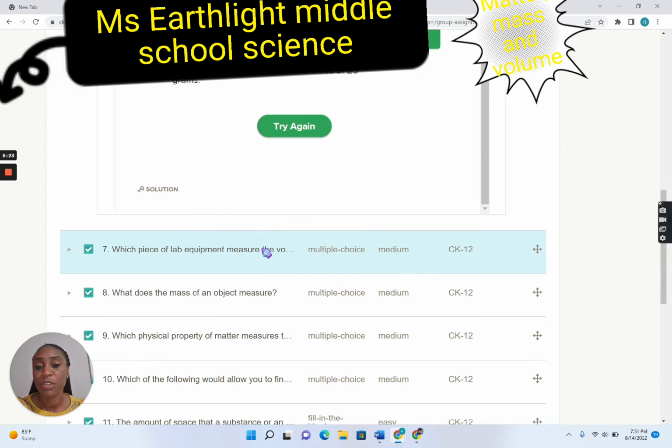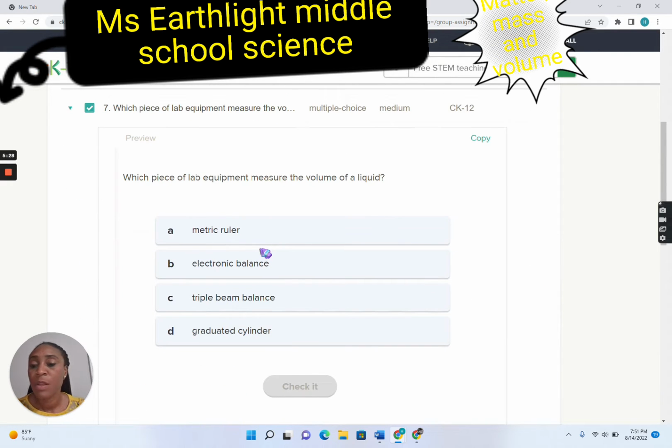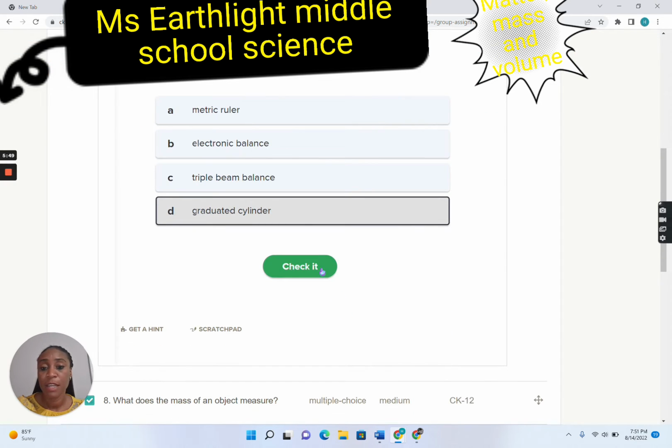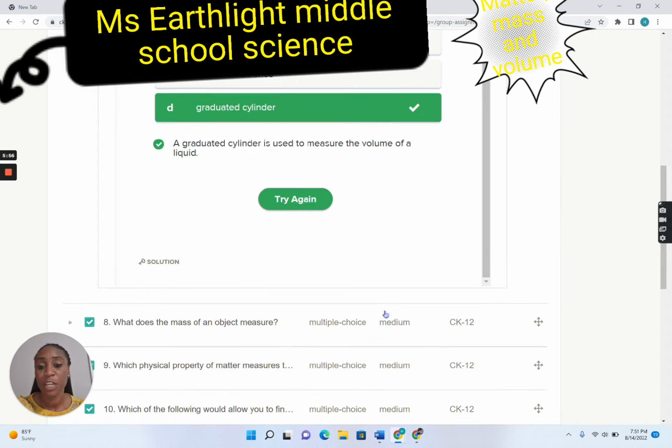Number 7 question, also multiple choice, states, which piece of lab equipment measures the volume of a liquid? Volume of a liquid, is it a meter rule? Is it an electronic balance? Is it a triple beam balance? Is it a graduated cylinder? And if you said D, then you are correct. A graduated cylinder is used to measure the volume of a liquid. Good job.